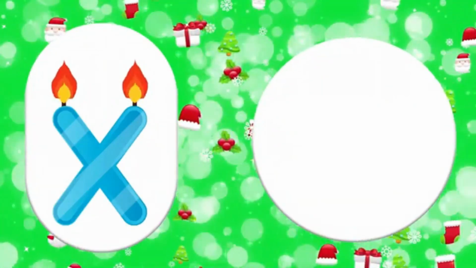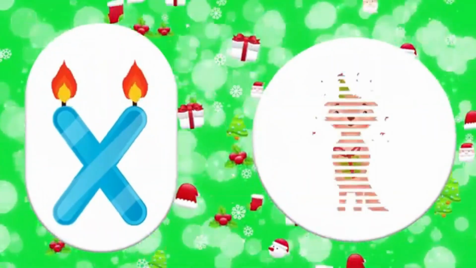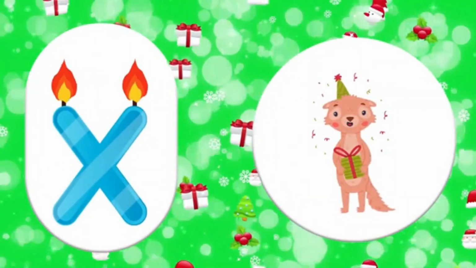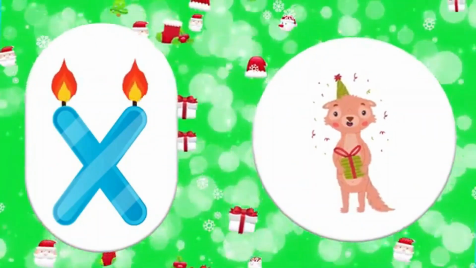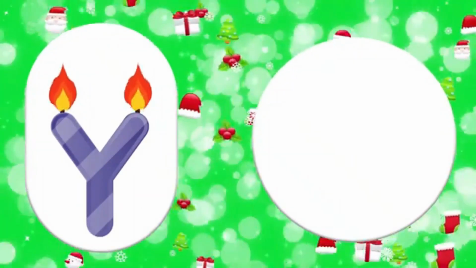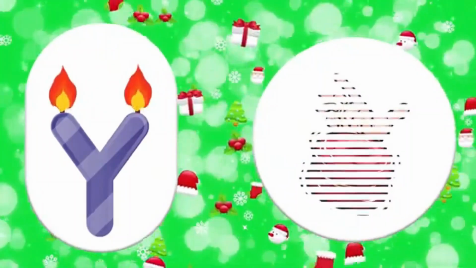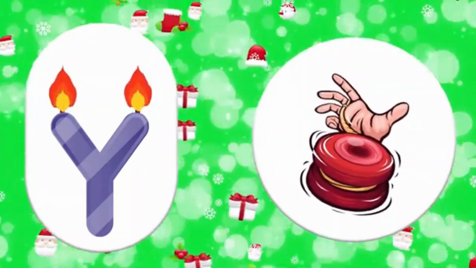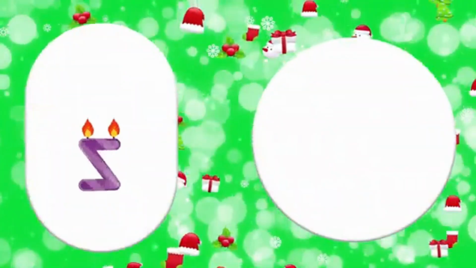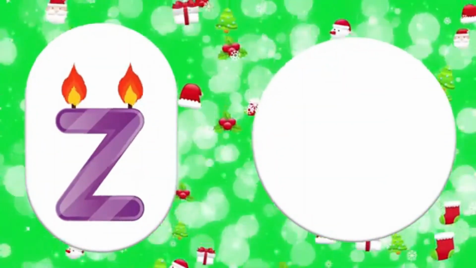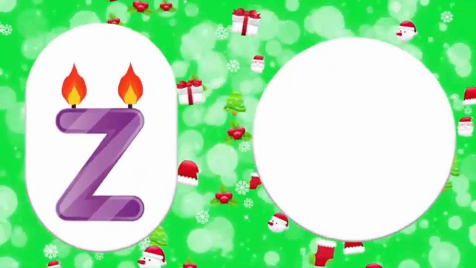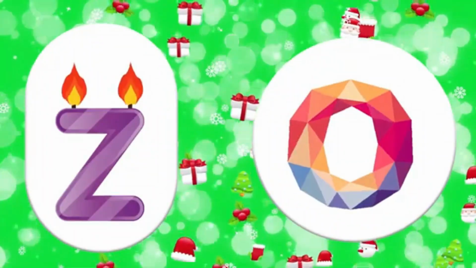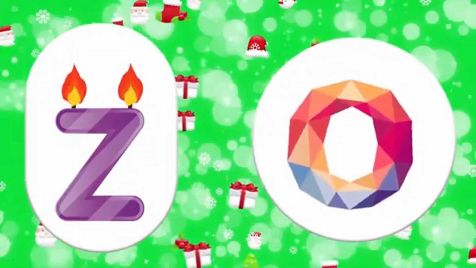Here comes the letter X. X. Xerus. X for Xerus. Here comes the letter Y. Y. Yo-yo. Y for yo-yo. Here comes the letter Z. Z. Zero. Z for zero.